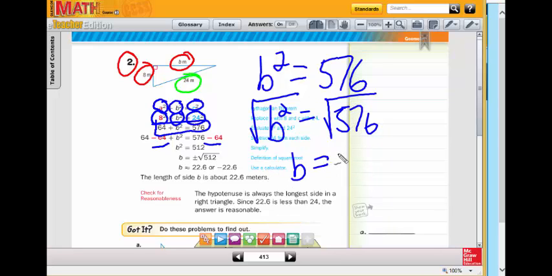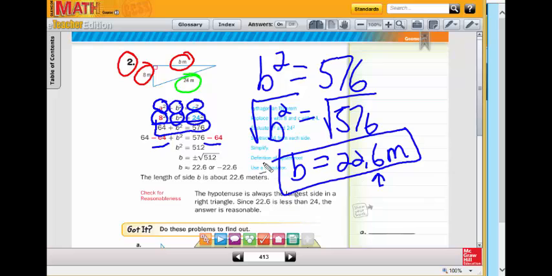We therefore have b equals 22.6 because we're going to round to the nearest tenth. Remember, we're rounding all of these problems to the nearest tenth. Since we were given it in meters, our answer is in meters. We have a side length for one of the legs. The other leg, other than the 8-meter leg, is going to be 22.6 meters. Remember, the hypotenuse is always the longest side. That's very important to recognize.